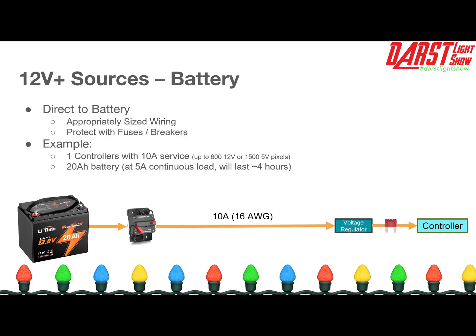Okay. If you're running direct to battery, so not off your vehicle, but direct to battery, the same rules in general apply. You still want to use a circuit breaker, you still want to use a voltage regulator, and you still want another circuit protection between your voltage regulator and your controller.